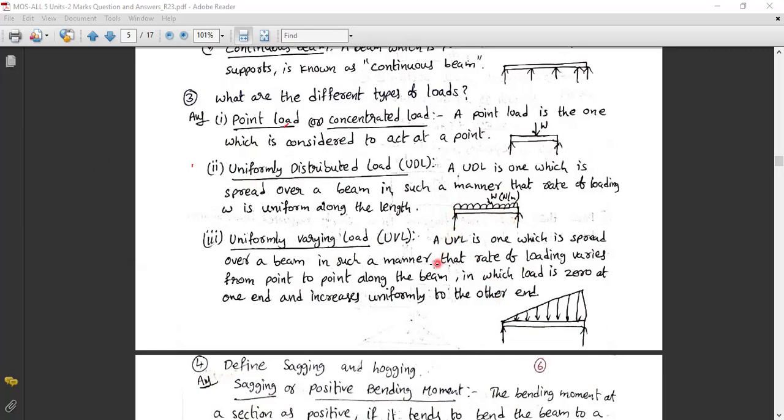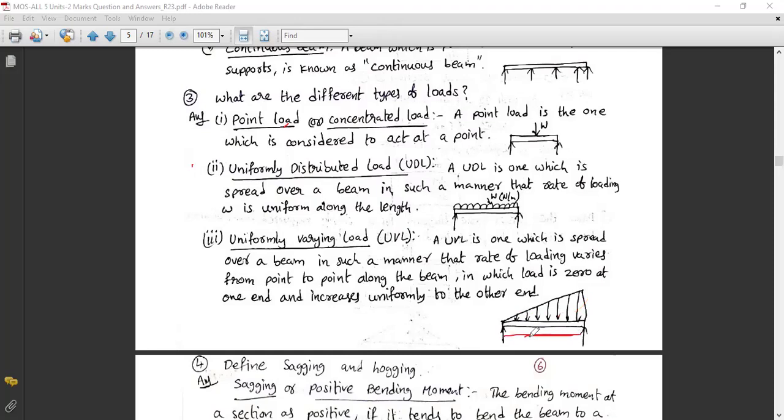So what is the UVL? The UVL is the uniformly varying load. See here, at this point the load is very small. The load increases, increases, increases continuously, and the maximum load you can see here. So it is not a constant loading. This is load 1, 2, 3, 4, like that. What is happening is that the load is increasing.